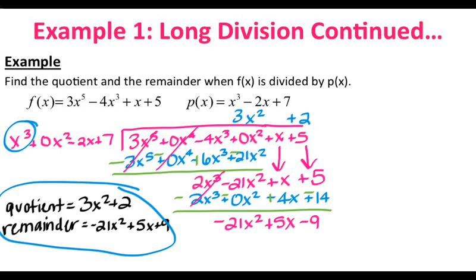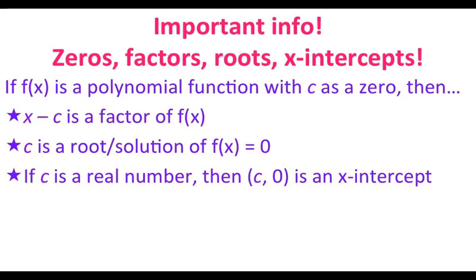Alright, so now we're going to start to look at zeros, factors, and roots. So there's the next slide that has a lot of important information on it. So zeros, factors, roots, and x-intercepts are all related. If f of x is a polynomial function with c as a 0, then x minus c is a factor. So it's important to know that it's a factor in terms of division, because if you were to divide a polynomial that has a certain factor, then the division would go evenly, so you wouldn't have any sort of remainder.